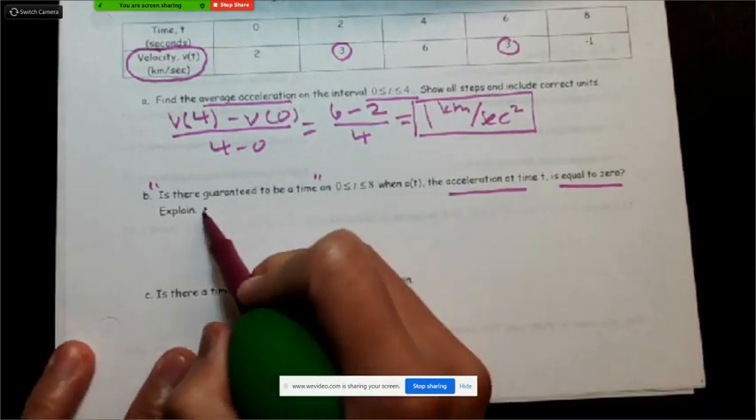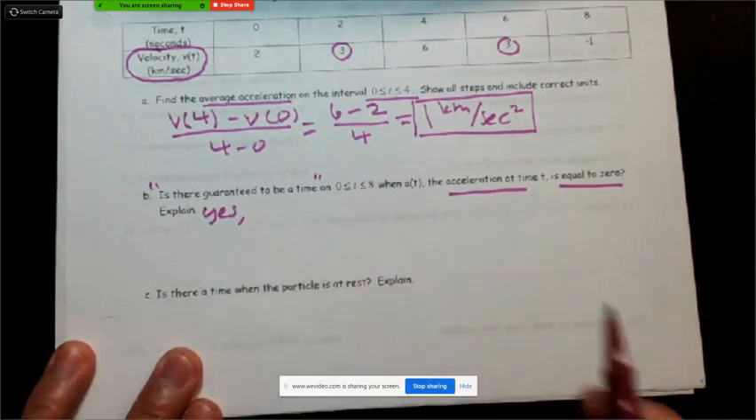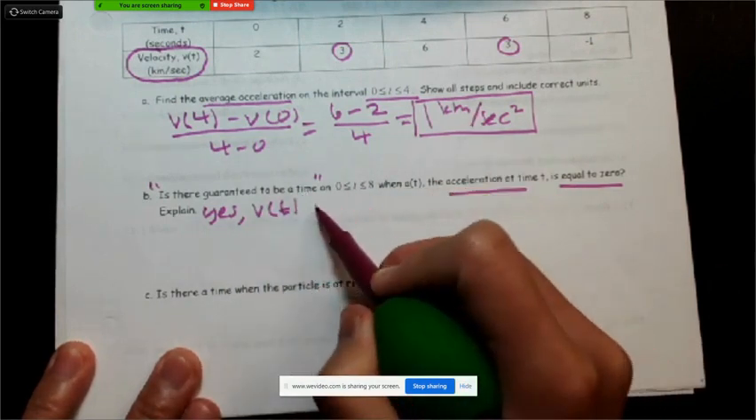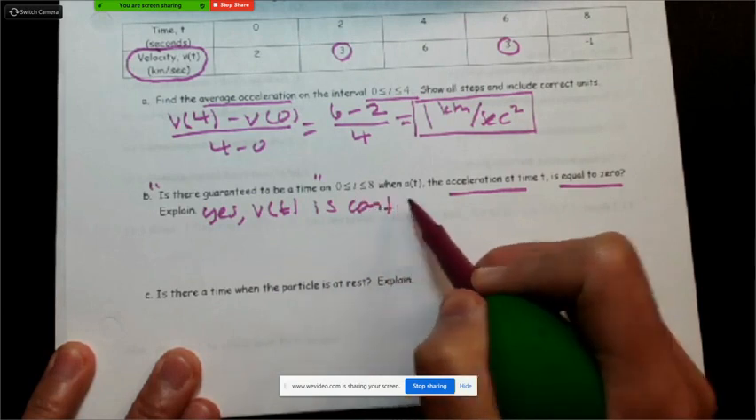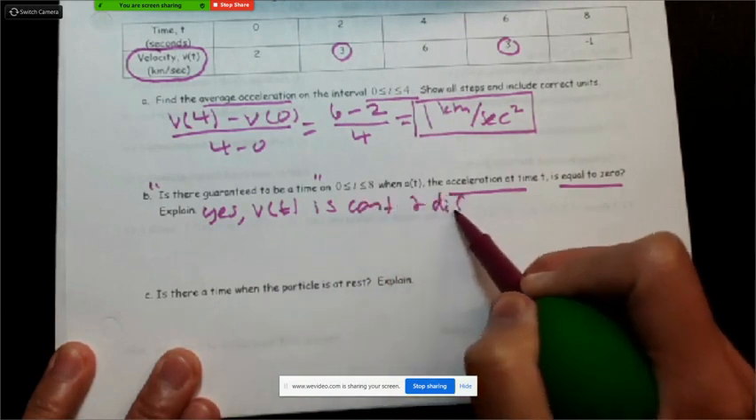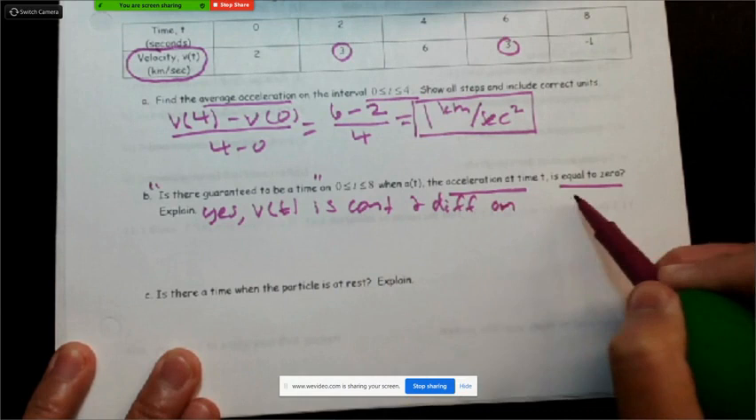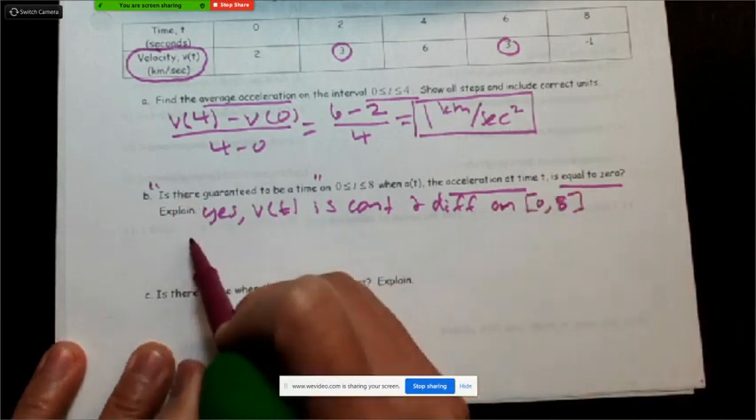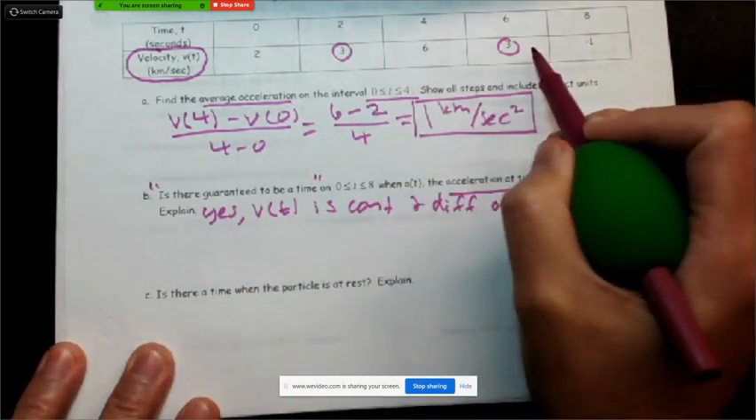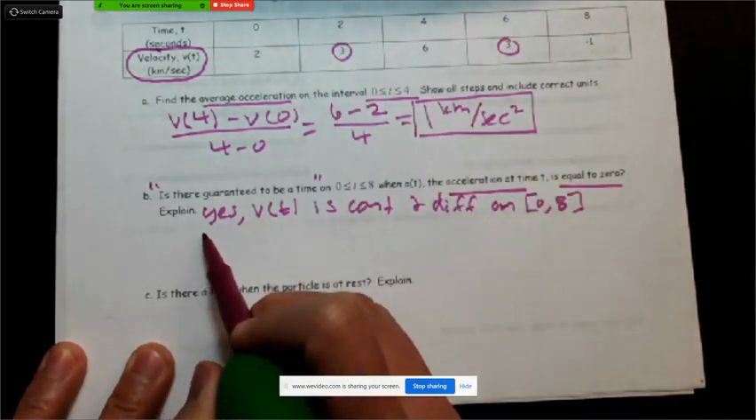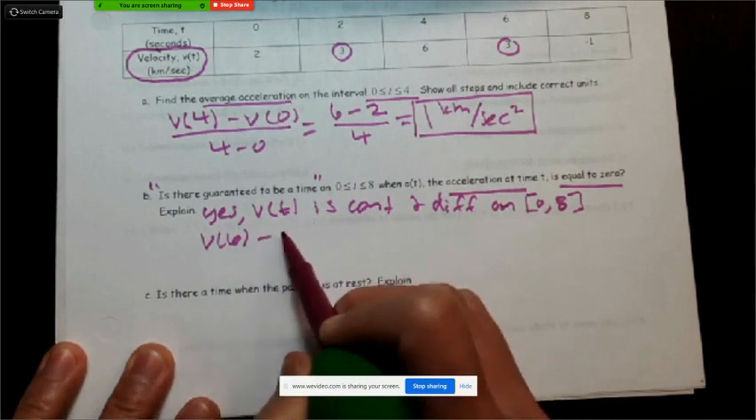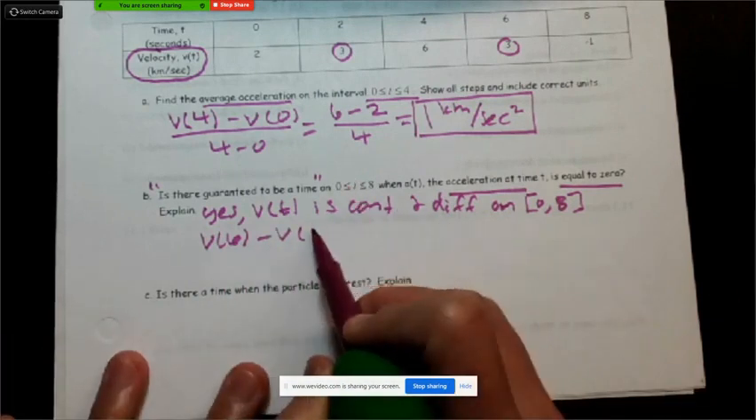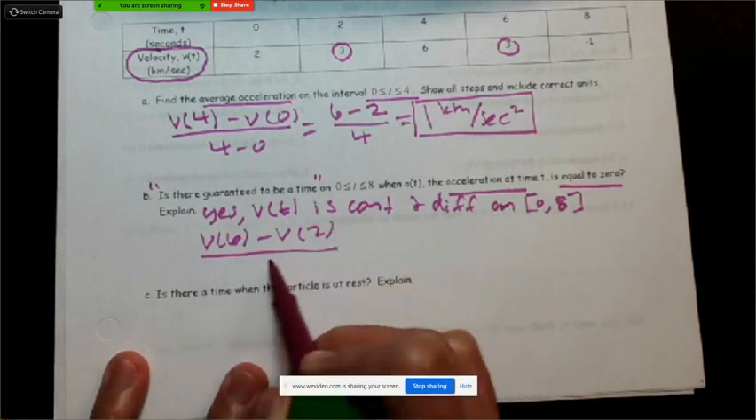When I say, is there a guaranteed time? Yes. V of t, and we want to put in our condition. Is continuous and what else? Differentiable on the interval given, which is 0 to 8. And then we can do our math. We have the numbers that we chose are from 2 to 6. So we're going to write out v of 6 minus v of what? What's the other x value that we circled? 2. All over 6 minus 2.